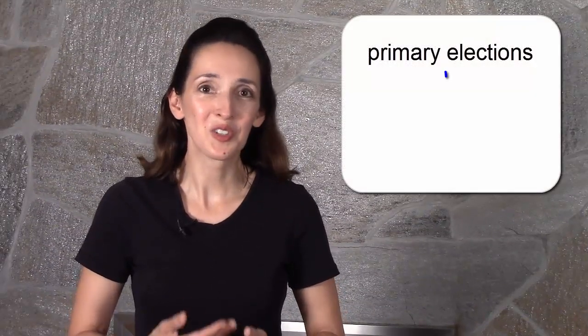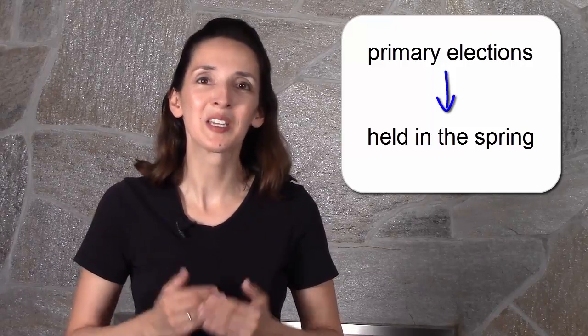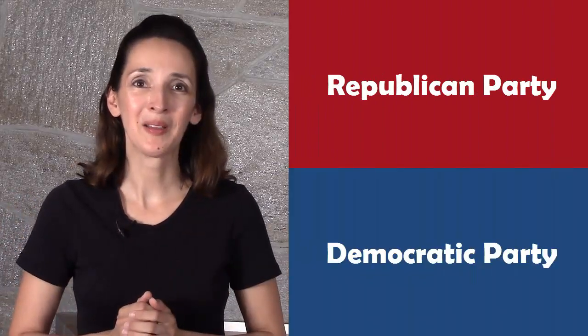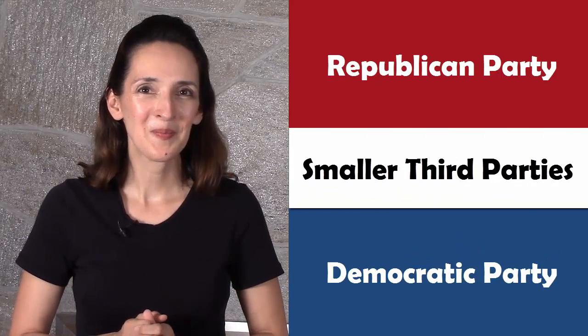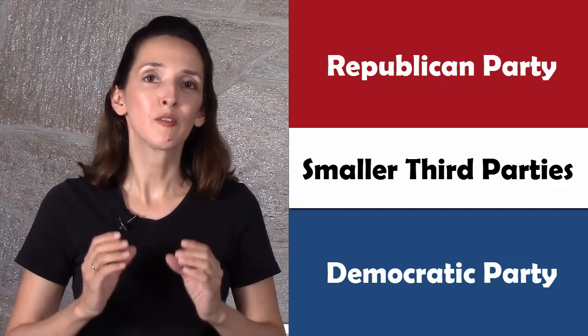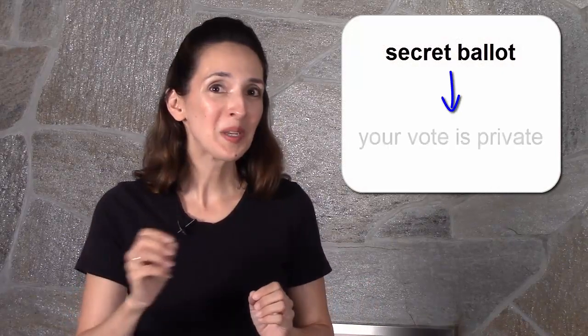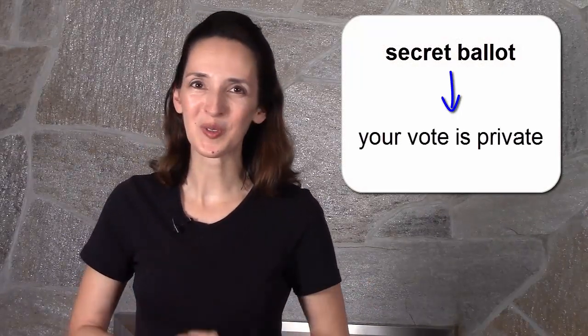The primary elections are generally held in the spring of the election year. How you vote in the primaries can depend on the political party you're affiliated with. In the U.S., we have 2 major political parties, the Republican Party and the Democratic Party. But there are other smaller parties. The rules in the primaries can vary from state to state, but usually you vote for a candidate within your political party. The primary election and the general election use a secret ballot, meaning no one gets to see which candidate you choose.